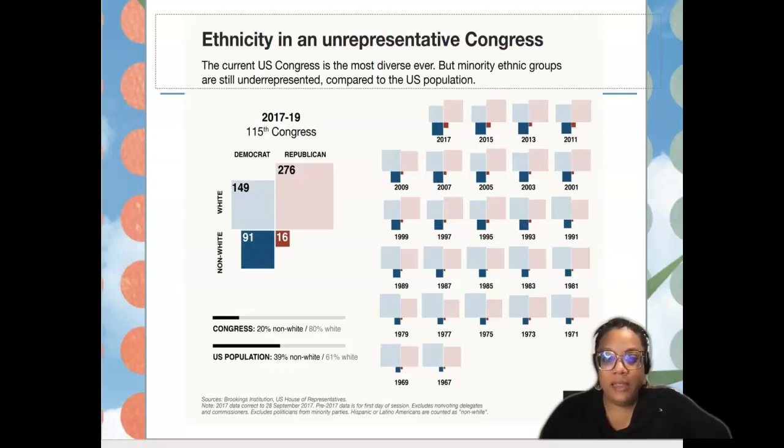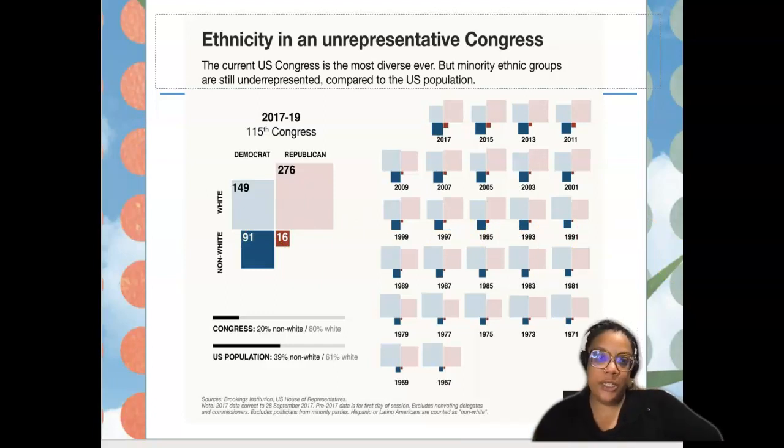All right, so beyond that, let's consider what Congress has looked like and some of the changes made to Congress over time. So we might consider ethnicity in an unrepresentative Congress. The current U.S. Congress is the most diverse ever, but minority ethnic groups are still underrepresented compared to the U.S. population. So we see in the 115th Congress, that was the Congress from 2017 to 2019, and we're able to see this by political party.